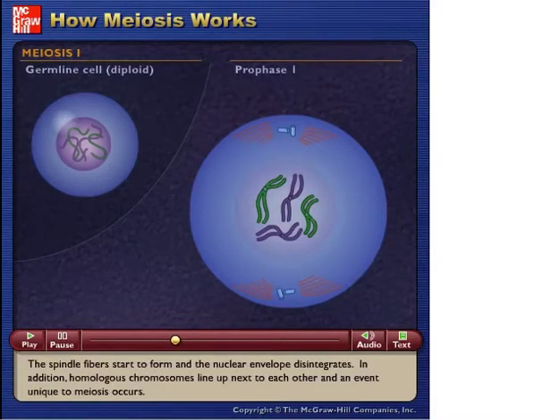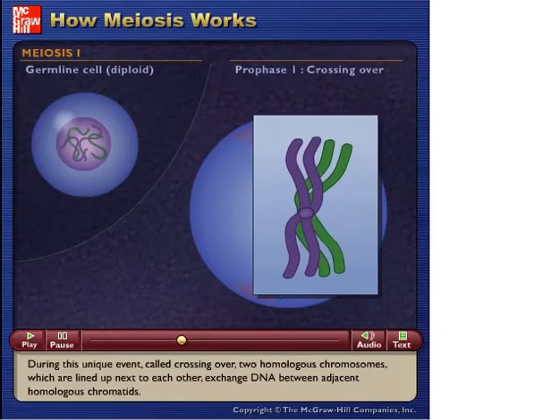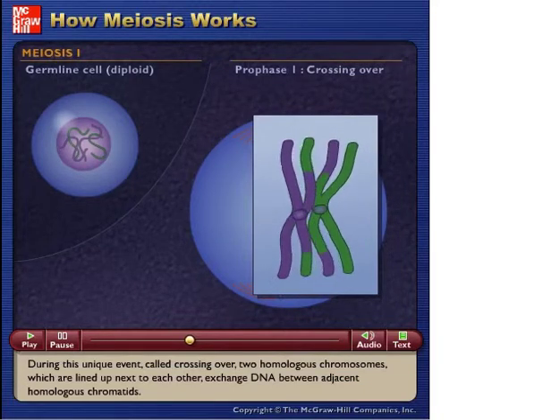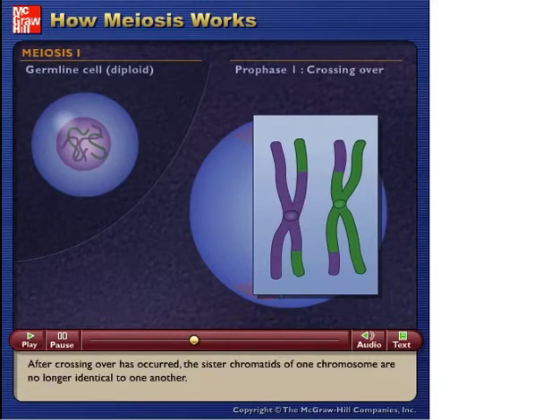In addition, homologous chromosomes line up next to each other, and an event unique to meiosis occurs. During this unique event, called crossing over, two homologous chromosomes, which are lined up next to each other, exchange DNA between adjacent homologous chromatids. After crossing over has occurred, the sister chromatids of one chromosome are no longer identical to one another.